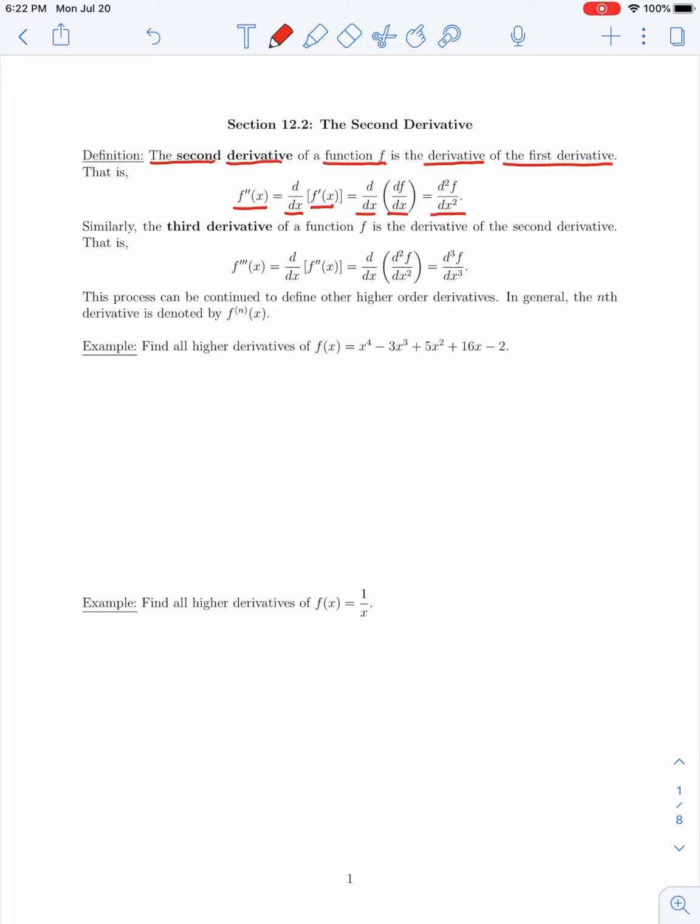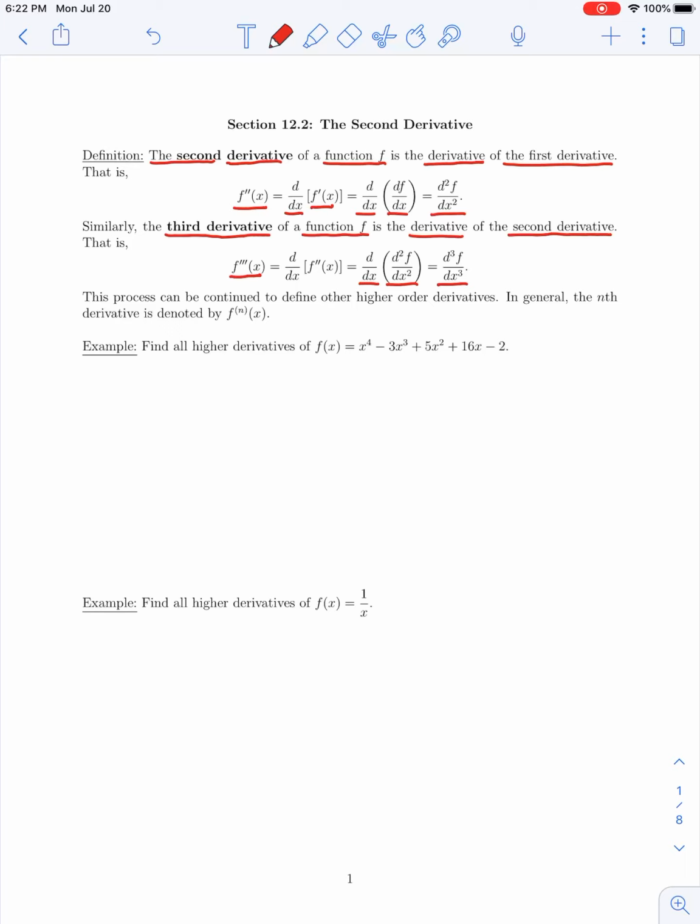Now, the second derivative of a function is, again, a function, so we could similarly define the third derivative of a function f as the derivative of the second derivative. This would be denoted as f triple prime of x, or d/dx of the second derivative, d squared f over dx squared, which gives us d cubed f over dx cubed.